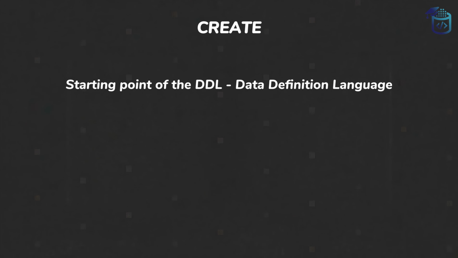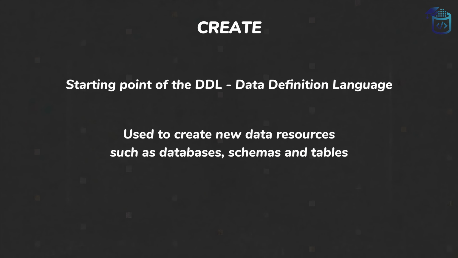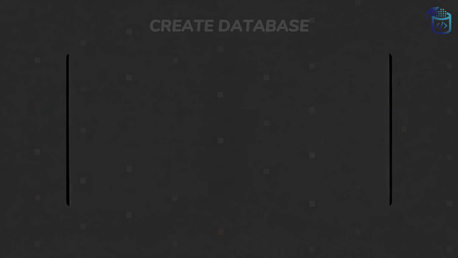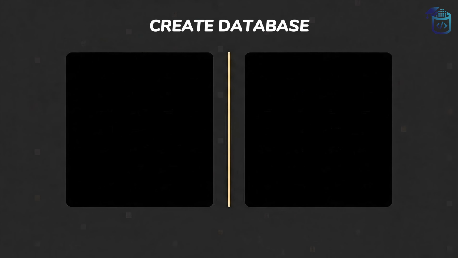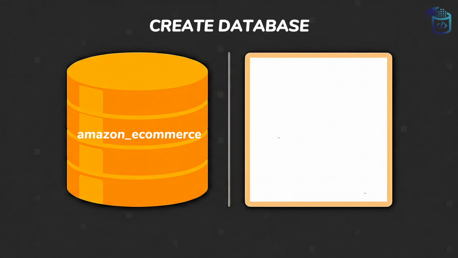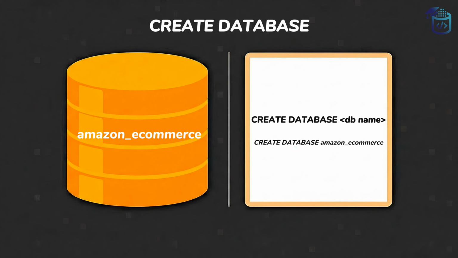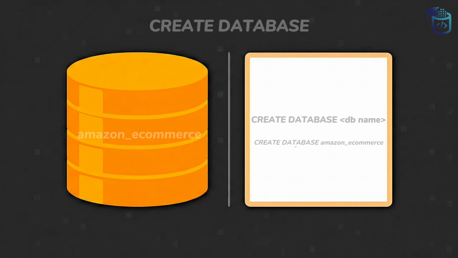Create is the starting point of DDL. It's used whenever we want to build new data resources. Let's use the create command to create a database called Amazon e-commerce. The syntax for this command is very simple. It's create, database, database name. In this situation, we will put create, database, Amazon e-commerce.